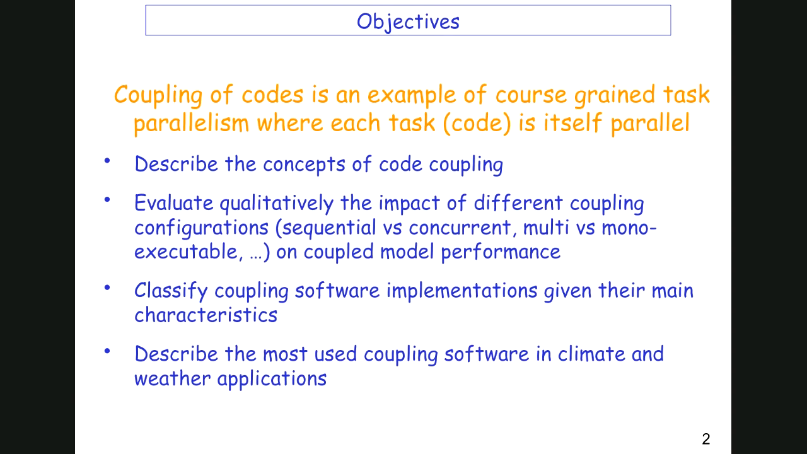So the objectives of this second part of the course is to describe the concepts of code coupling. At the end of the course, you should be able to evaluate qualitatively the impact of different coupling configurations. And I will go in details on how you implement the coupling will influence the performance of the coupled application in general. Then you should be able to classify the different implementations of coupling software that are available, given their main characteristics. And we'll see that we can split the existing coupling software into two main broad categories. And then you should be able to describe the most used coupling software in climate and weather applications, because that's what I will present, of course.